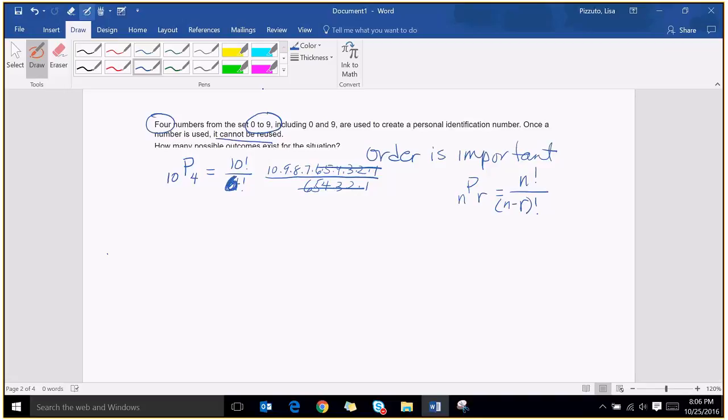The number of possible over the desirable outcomes? Right. Okay. So you get 10 times 9 times 8 times 7. So what does that equal? Wait, let me get the calculator. 5,040. Right, 5,040.